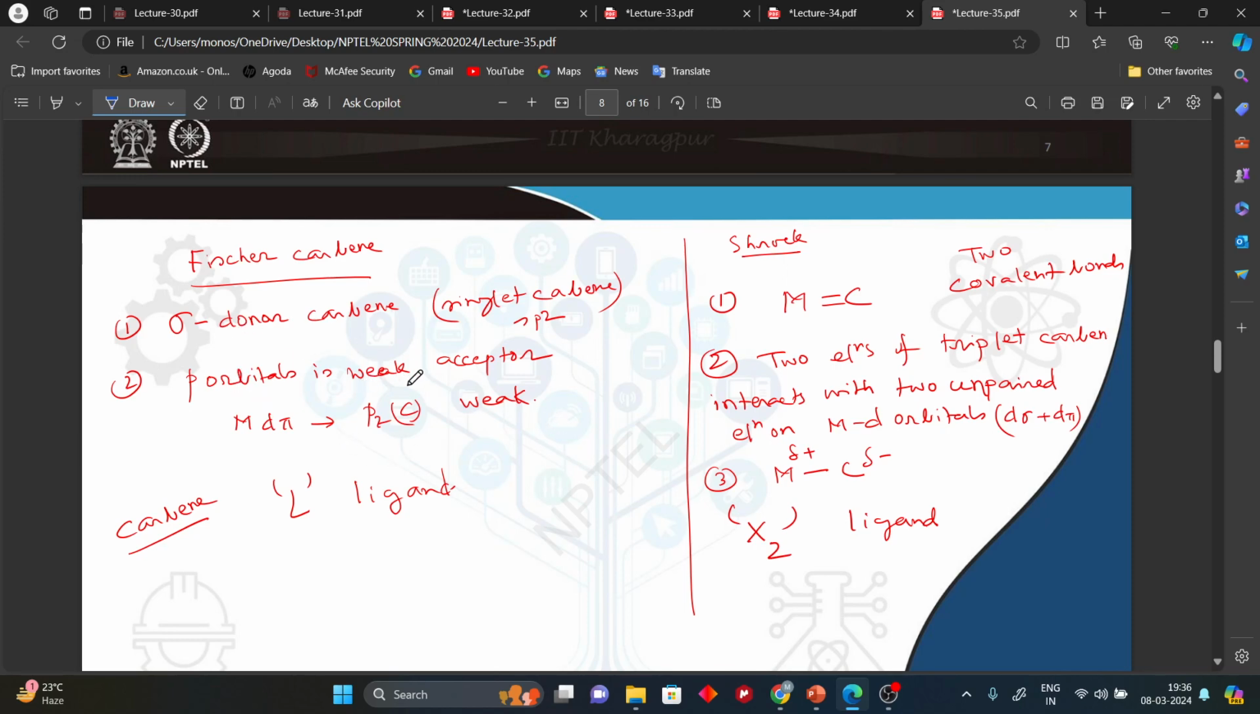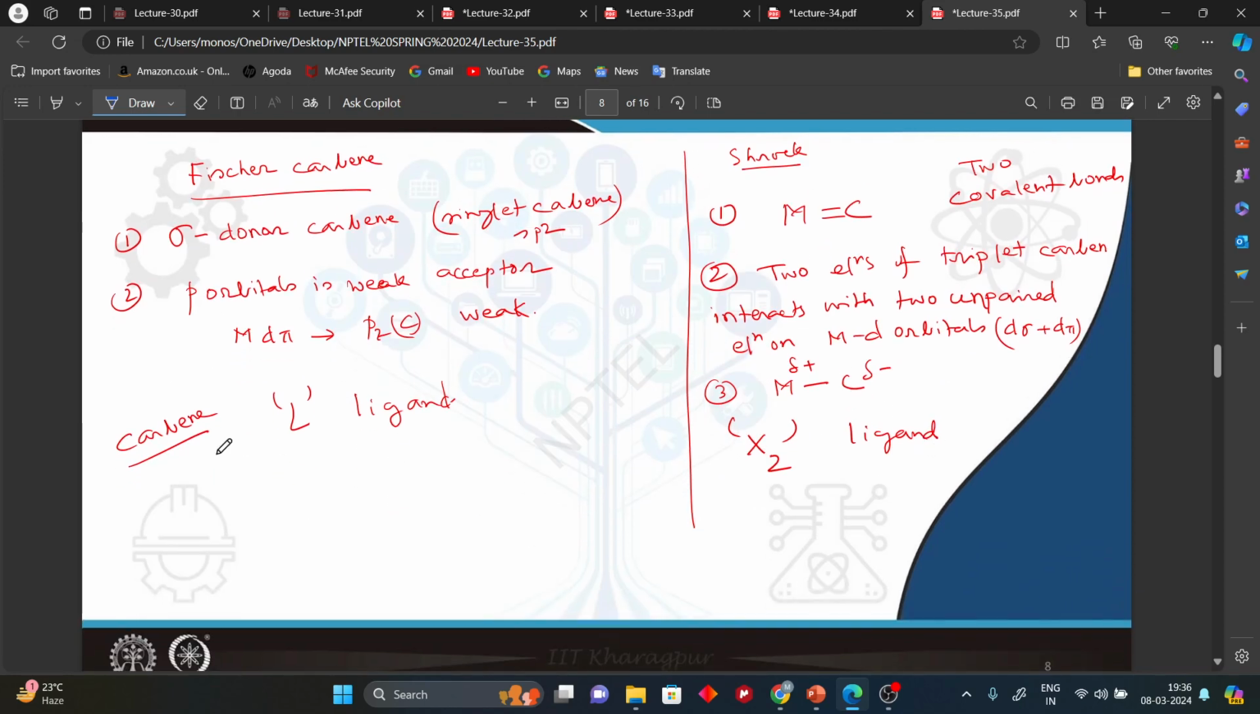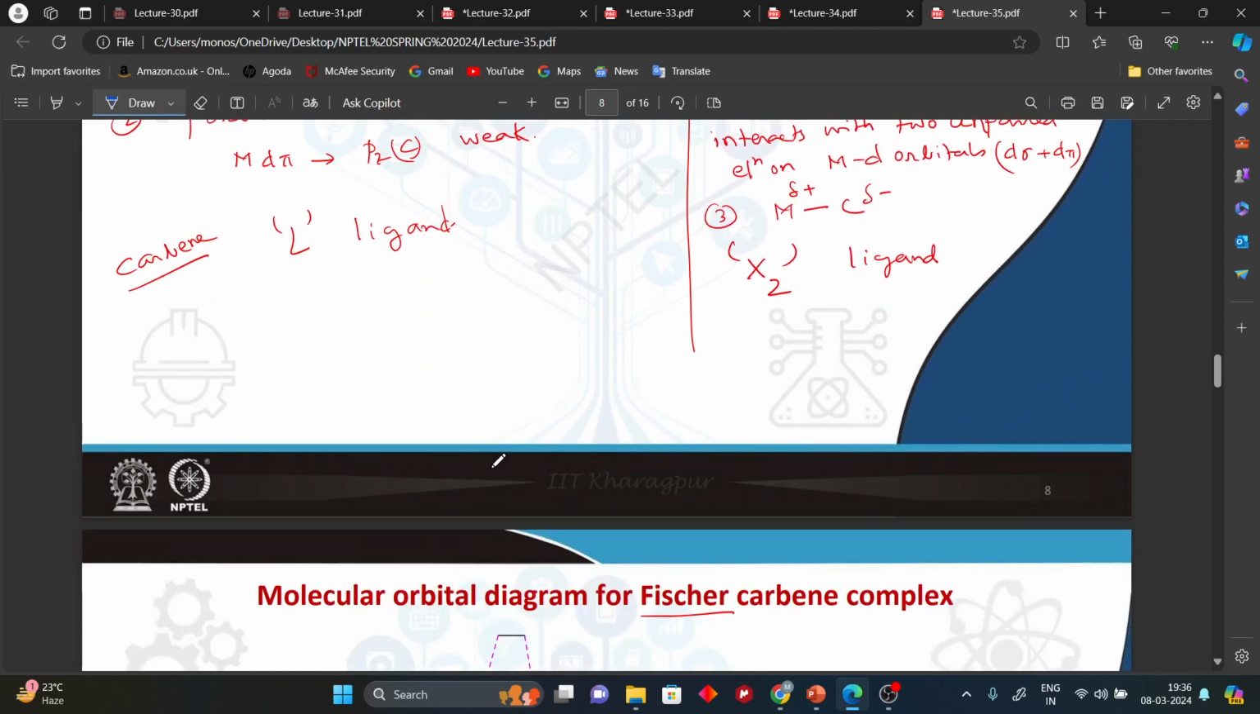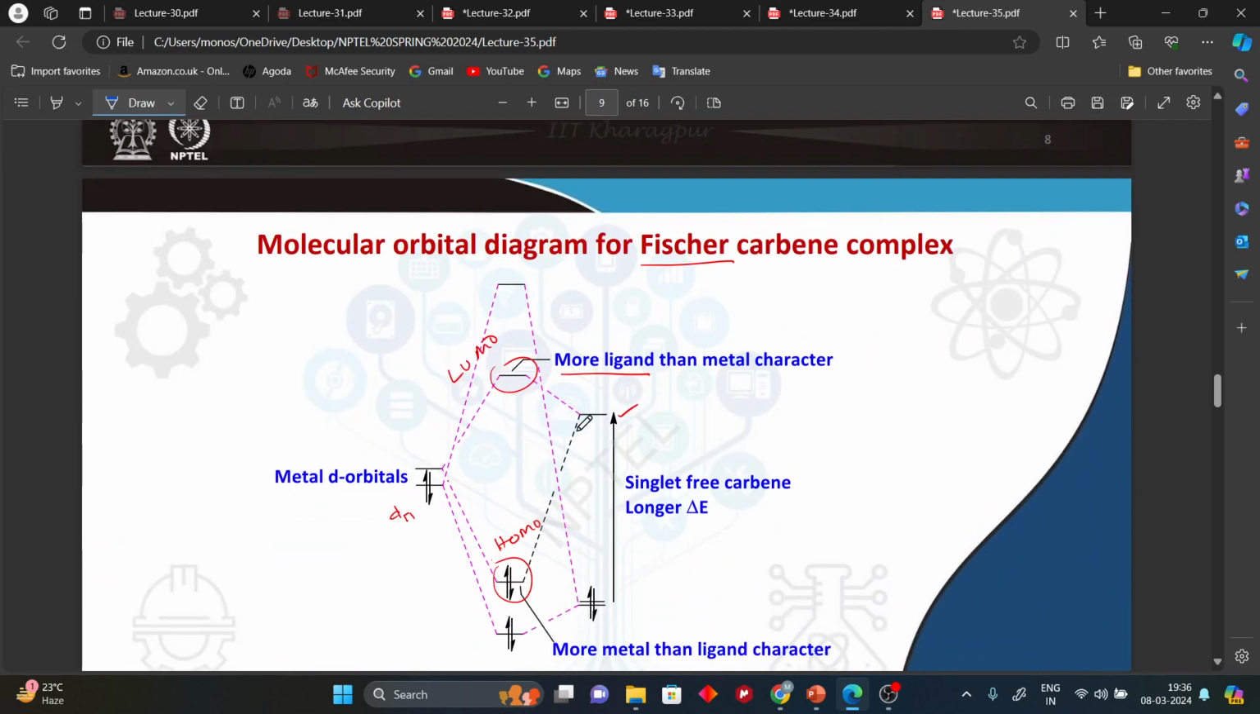So here there are three orbitals, three structures, but in the triplet state, the unpaired electrons are there, and same way.